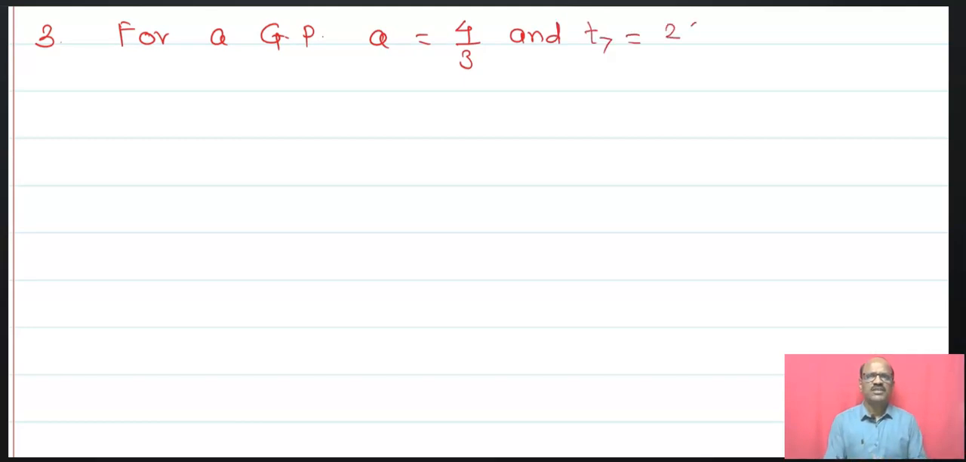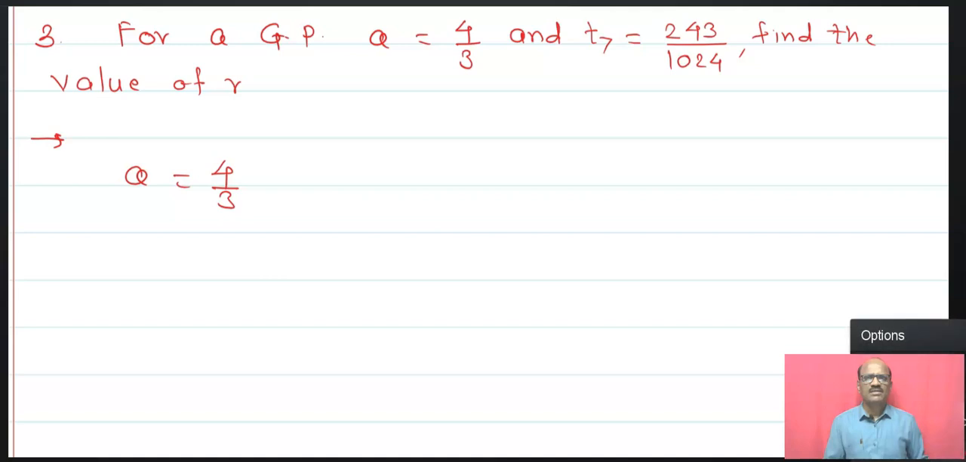Now for a GP, A is equal to 4 upon 3 and T7 is equal to 243 upon 1024. Find the value of R. Now here we have given A is 4 upon 3, T7 is 243 upon 1024. Now here we will apply the formula Tn is equal to A into R raised to n minus 1. Substitute the value of A and the value of T7. You will get the value of R.